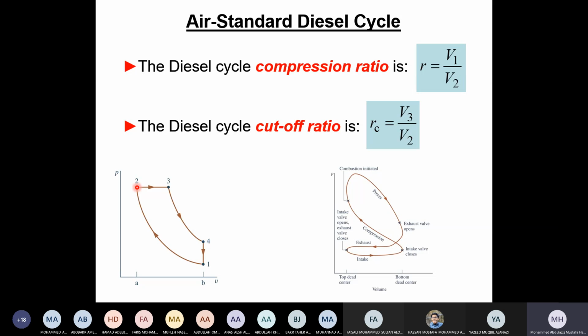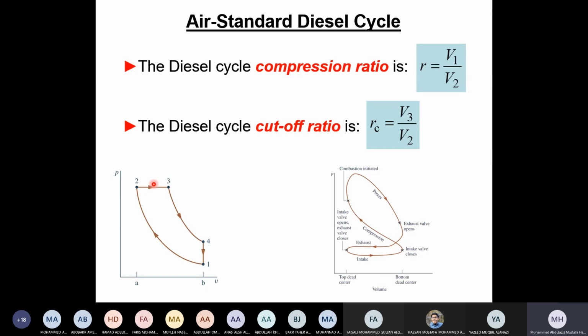At this point 2 here, we have high temperature, we have air and high temperature only, and they are waiting for the fuel. So here we inject the fuel. At this point, we start injection of the fuel, and then at this point, we end the injection of the fuel.